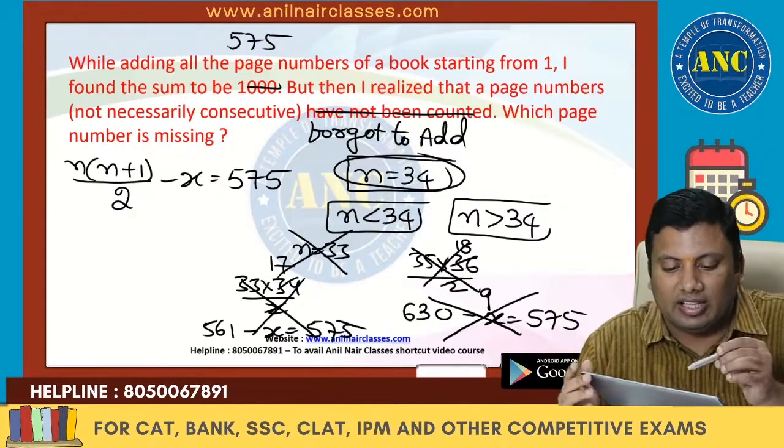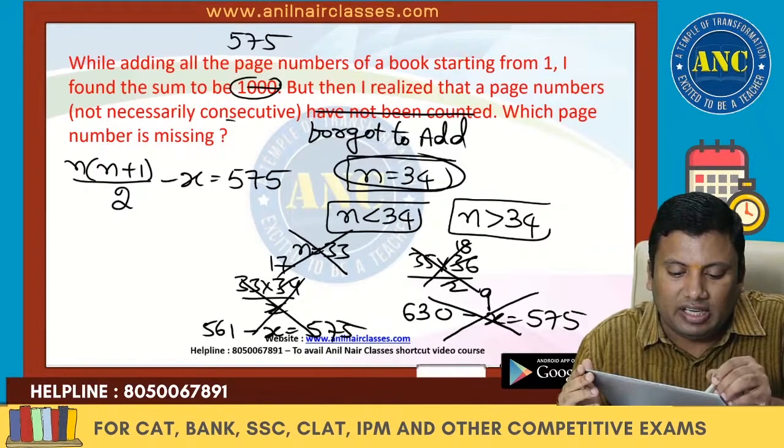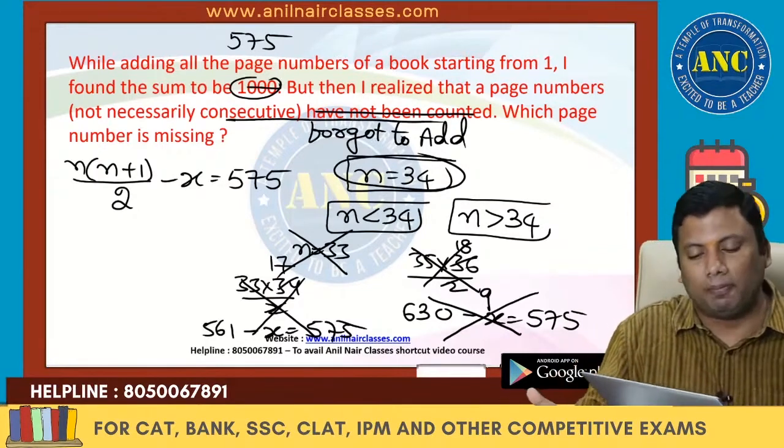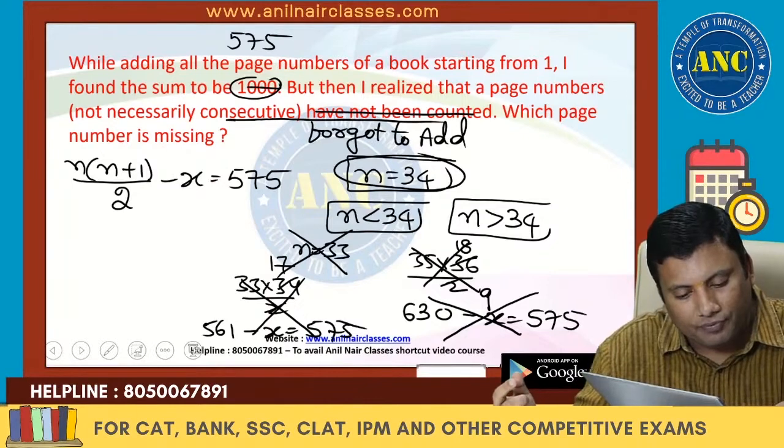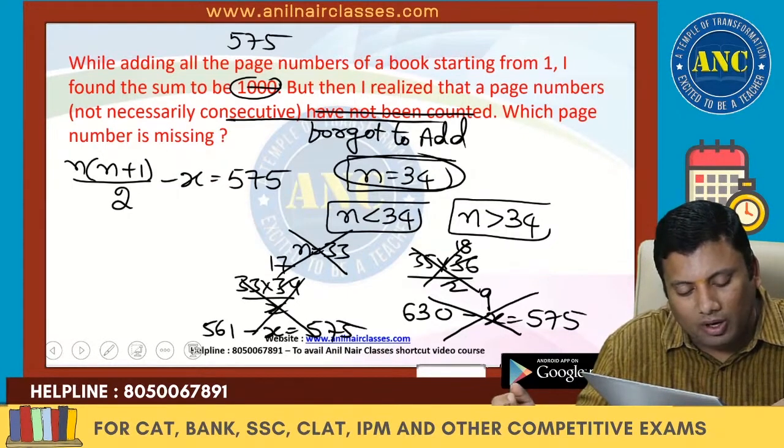The question is like this. The sum is 575 if I forgot to add one page number. What if I add one page number twice?